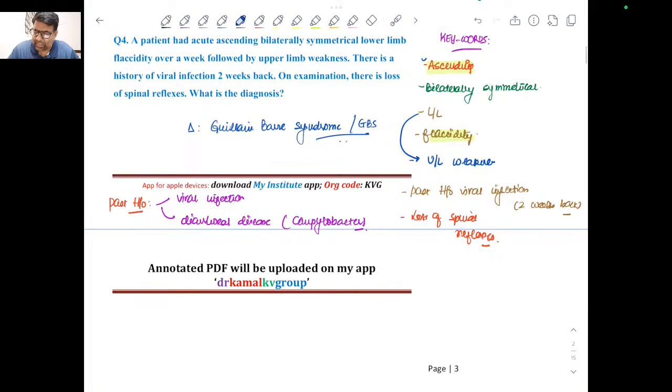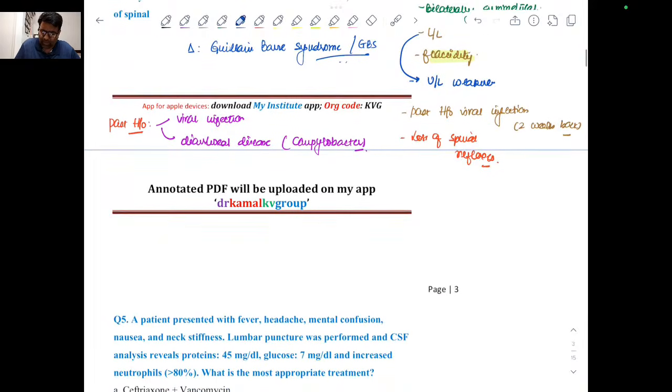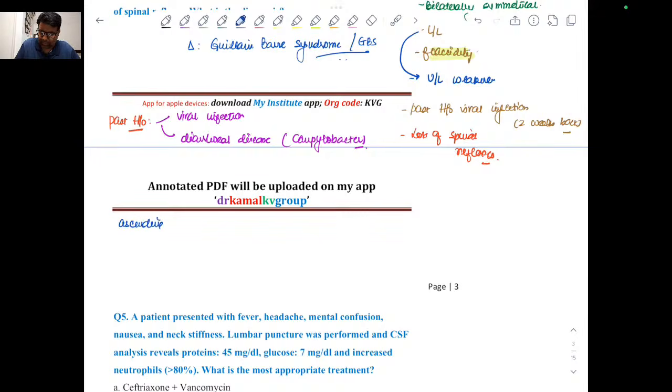Now what we are saying, ascending. Now what is this word ascending? What do you mean by the word ascending here? Ascending means, suppose if this is the lower limb, the paralysis will start from the foot and it will go towards the hip. So this is known as ascending. It will start from the toes and go to the foot. So ascending paralysis will go from foot to hip. That's ascending paralysis.